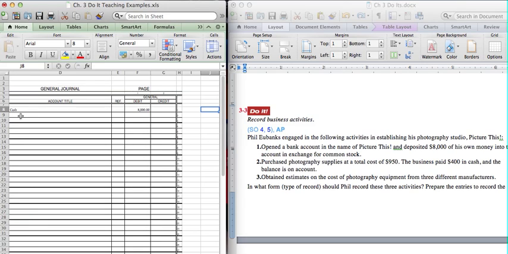Whoops. And then I'll come over here to this cell. I'll just click on there. I indent a few times because our credits are indented, and we will credit common stock for $8,000. Transaction number 2. Purchased photography supplies at a total cost of $950. The business paid $400 in cash and the balance is on account.